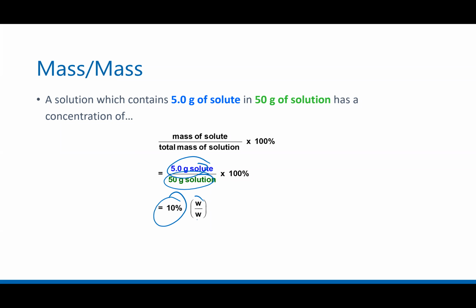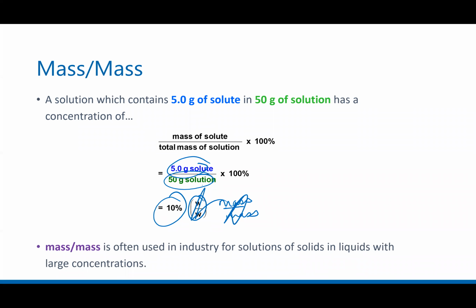This W over W represents that it's mass over mass. You don't need to worry about that. That's not something we're going to worry about in chemistry 1120. But sometimes when you see this represented in real life, you might see M over M or W over W, meaning that it's a mass relationship. Not important. All you need to know is that it's 10%. So 10% of this solution is solute.